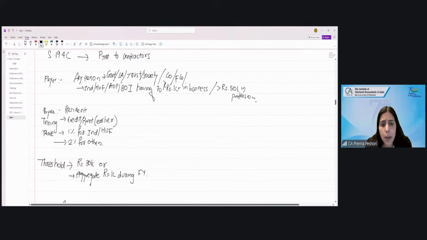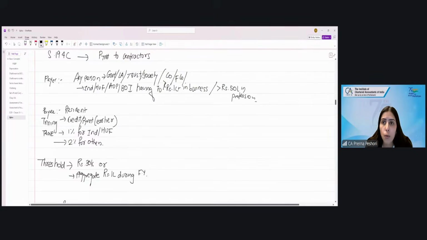What is the timing? Payment or credit, whichever is earlier. What is the rate? In case of payment to an individual or HUF, it is 1%. In case of others, it is 2%. Right? Now, what is covered under 194C? We said contractor or subcontractor.